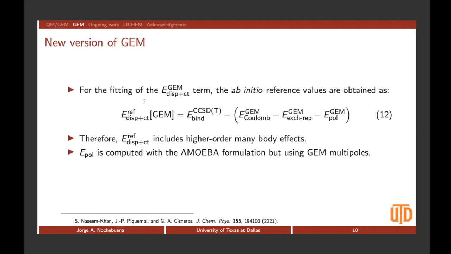For the fitting of the dispersion and charge transfer term, the ab initio reference values are obtained from differences between the cluster binding energy and all GEM contributions. For this reason, the dispersion and charge transfer term includes higher order many-body effects. On the other hand, the polarization term is computed using the AMOEBA formulation, but using GEM multipoles, which can be derived from the fitted molecular densities.